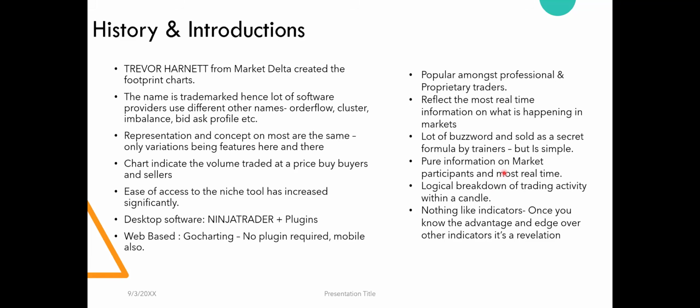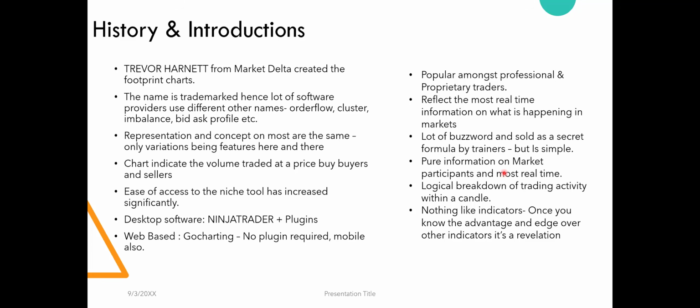So what he did is, essentially he was the first guy who developed this chart. Somehow, for different reasons, the companies don't exist anymore. They had also trademarked this thing. So it is known by different names on different platforms, but the information is more or less the same. It is known as order flow chart, cluster chart, imbalance chart, bid ask profile chart, etc. So don't get confused with the naming of this. The information is still the same.